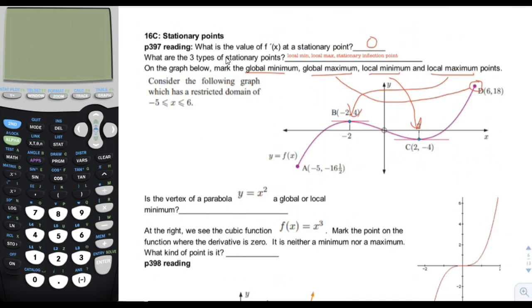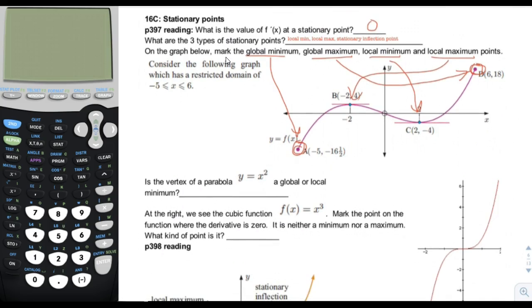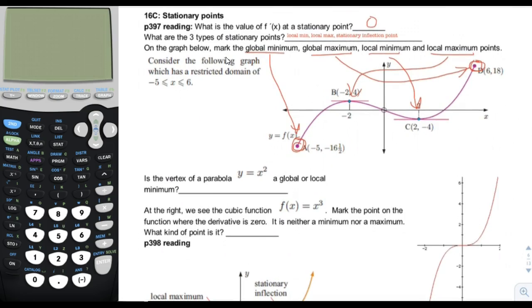When you're finding a global maximum, what you do is you find all the local maximums, you see which one is the highest, and then you also find the endpoint values and see which one of those is the highest. And so sometimes the endpoint is the global maximum, global minimum, and in this case, that is true. There's the global minimum, there's the global maximum. They're endpoints. They're not stationary points. Consider the following graph, which has a restricted domain of -5 to 6. So it asks, okay, yeah, that's what they're talking about, the graph here.